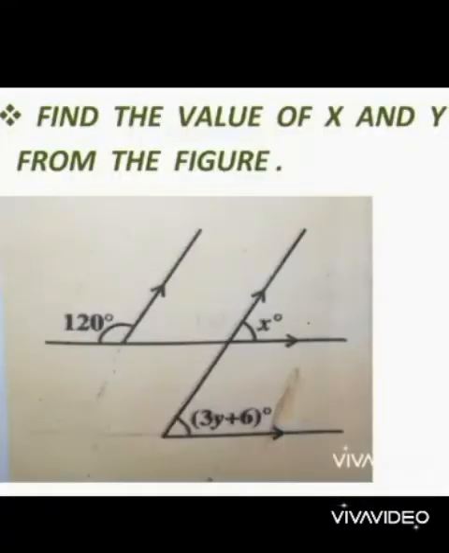Okay children, let us move to the next question. So in this they have asked us to find out the value of x and y from the figure. You observe the figure here children. These two lines they have given as parallel lines, and this measurement they have given as 120 degrees. This measure they have given as x degrees, and here down they have given this measure as 3y plus 6 degrees. You have to find out the value of x and y.